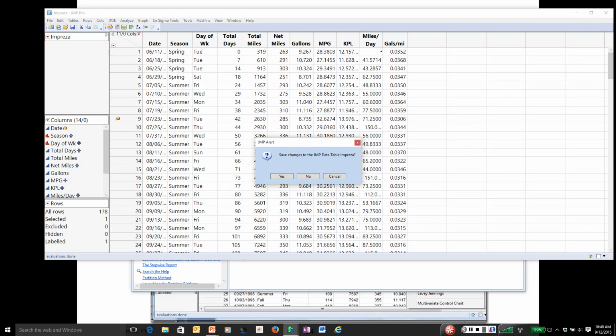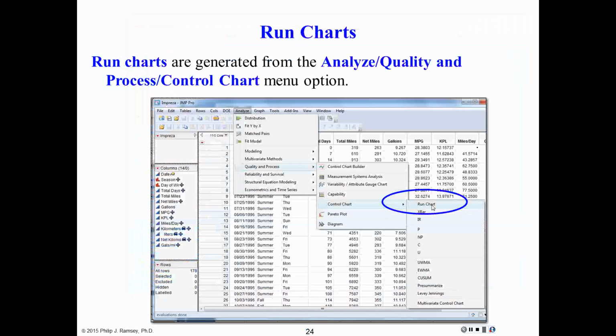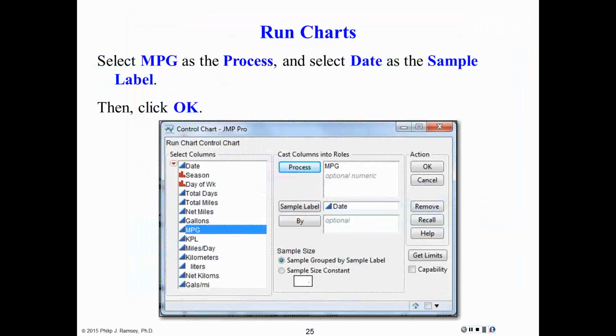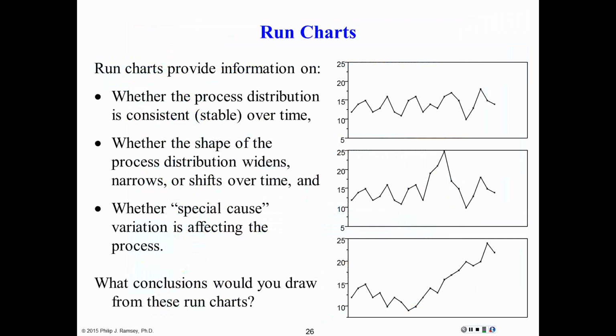Okay, so I'm going to close the Impreza data. And this is all explained in the notes, how to generate the charts. So basically what we're looking for, if a process is stable, and I showed you this with the quincunx, things just naturally bounce around some mean. Okay?